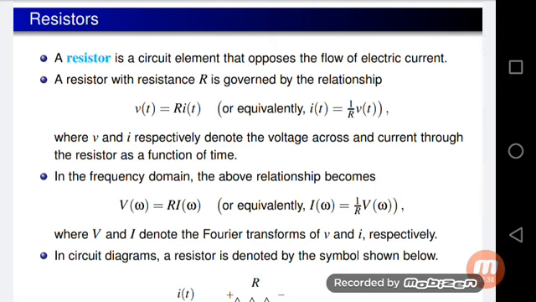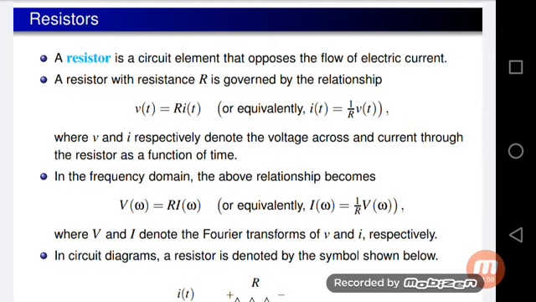Resistor as a function of time. V of t means it is a flow of current. R i of t is a resistance of current. It is directly proportional to the flow of current.